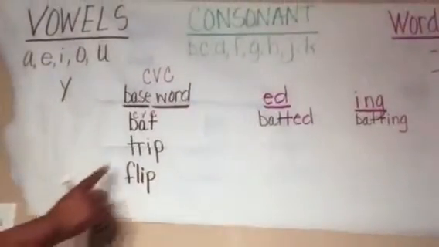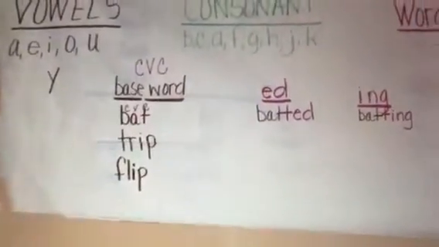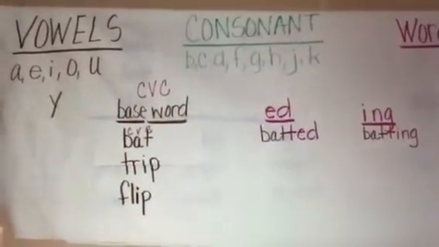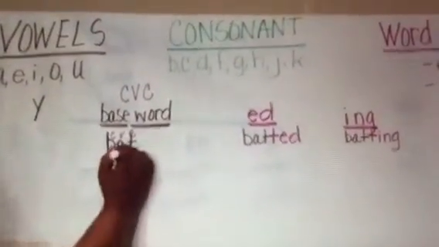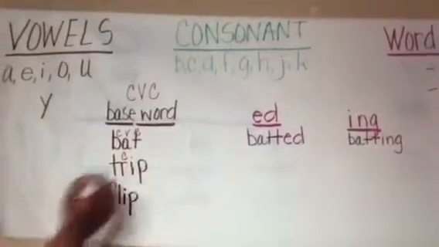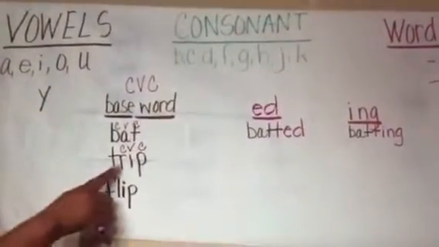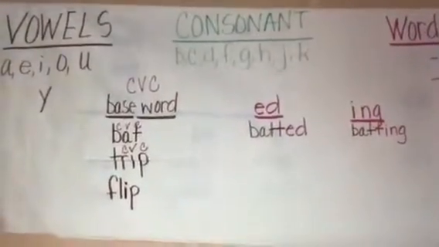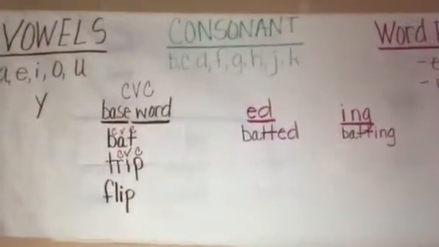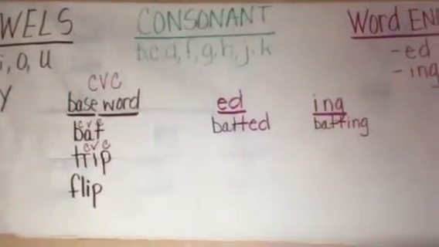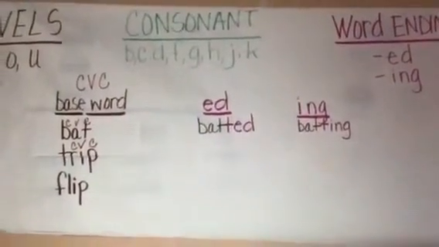So let's look at the word trip. Now, if we follow the CVC pattern, the last three letters, R is a consonant, I is a vowel, P is a consonant. So we're going to follow the CVC pattern, and we're going to double that last consonant, which is a P, before we add the ED or ING onto the word.